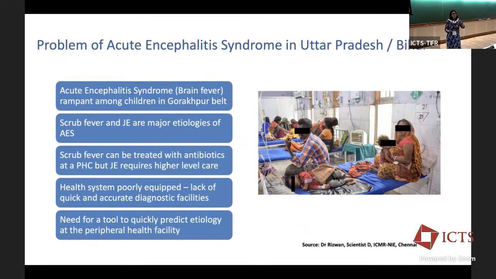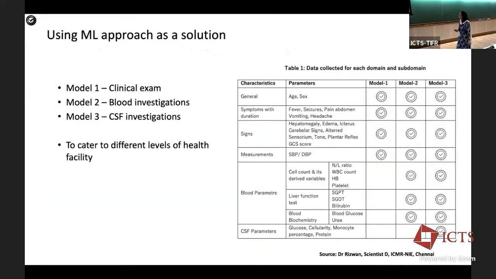Rizwan worked on the fact that there was already a lot of data available, so can we at least stratify who should be referred and who should be treated in primary healthcare? He used several parameters from the clinical examination, from the laboratory investigations, and from the cerebrospinal fluid, which is taken from the back, to assess what kind of infection is there in the brain.